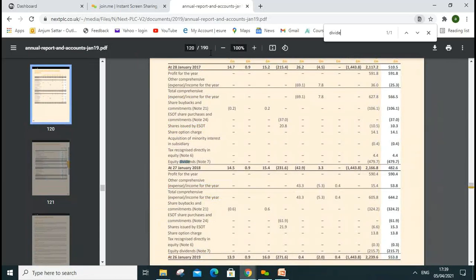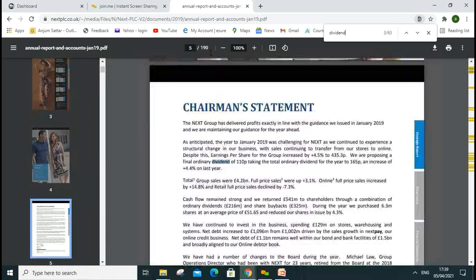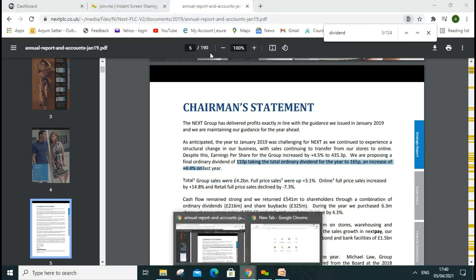If you type here dividend, you will see the dividend. You will see here the group increased by 4 percent. So they paid 110 pence per share, and this year they paid 165 pence per share, which means £1.65 they paid. So there is an increase compared to last year, which is a good sign for the investors.